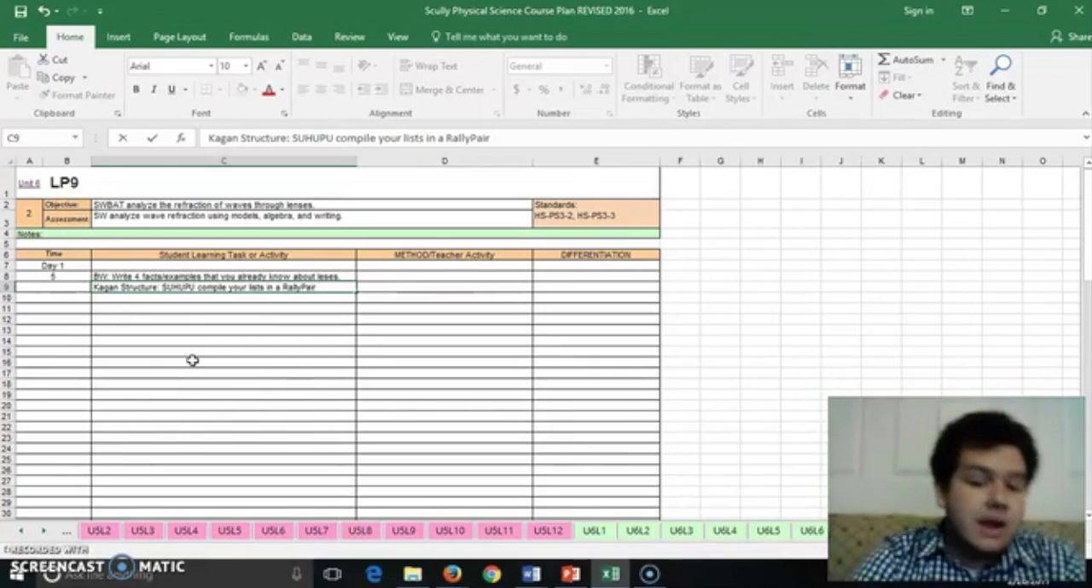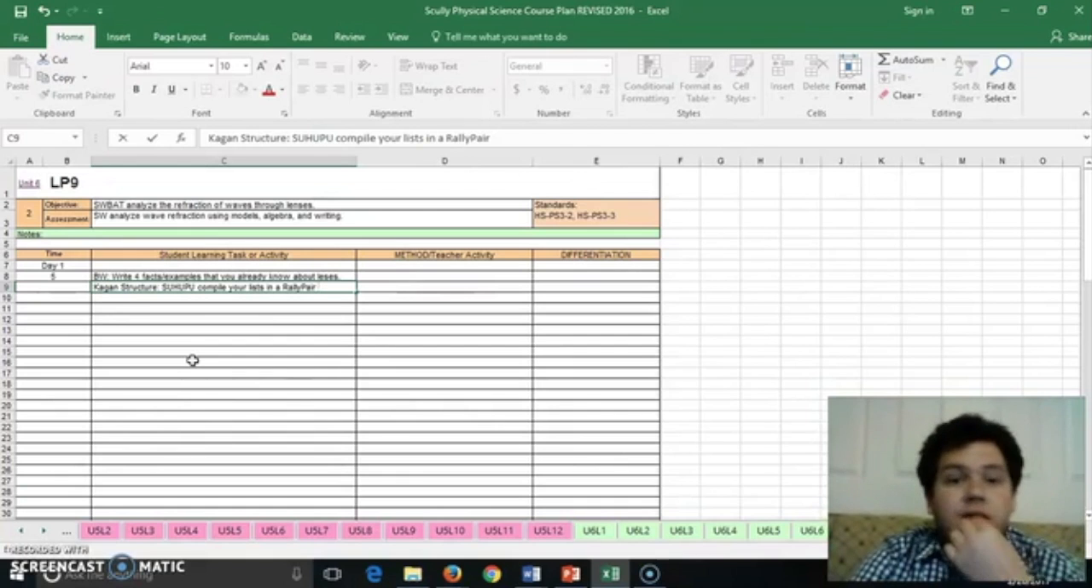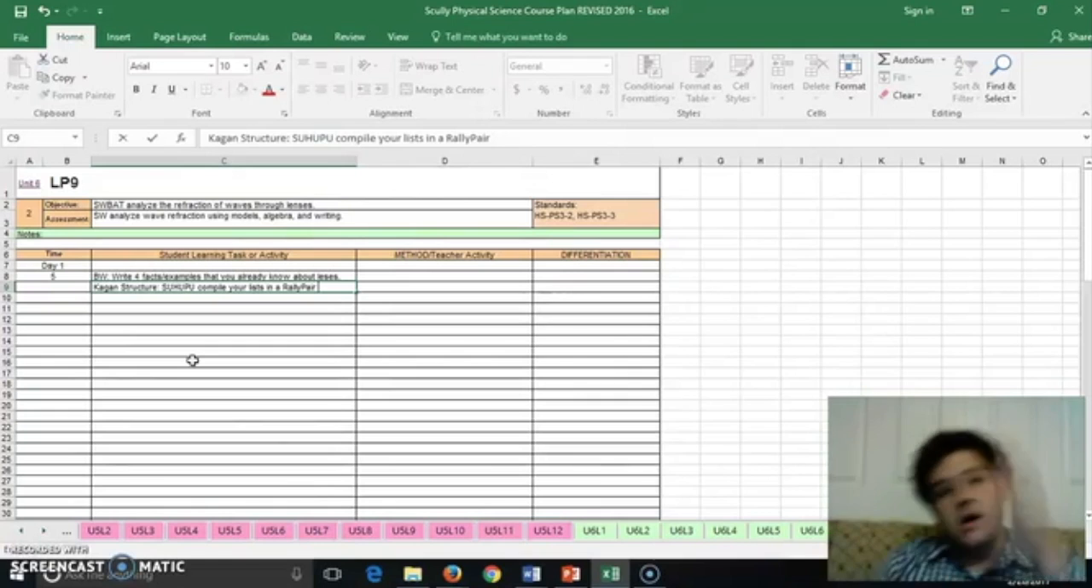This is a procedure that I would have practiced many, many times before this. So all I have to do is say rally pair. They automatically know what I'm talking about. First person will talk, second person will talk, and they'll compile their two lists together. I think that would be a good way to start it.